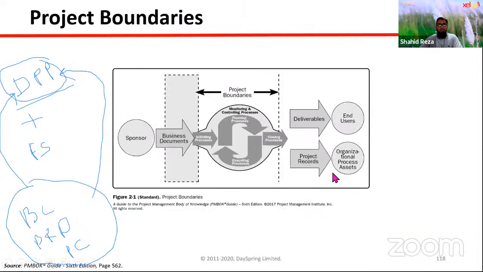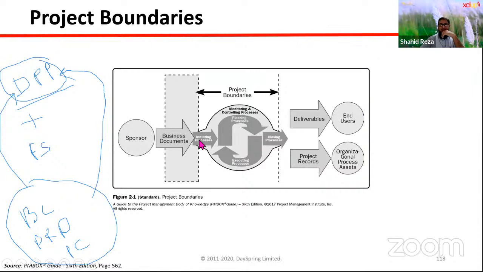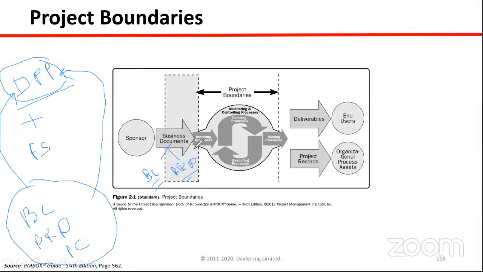All right. Let me go to the next slide. You see, this is the same figure. What is happening here? Business documents. Just as we discussed, there are two business documents. One is the business case, the other one is the benefit review plan. In PMBOK, these two documents are categorized as business documents. So when I mention business documents, that means I am talking about the business case and the benefit review plan.